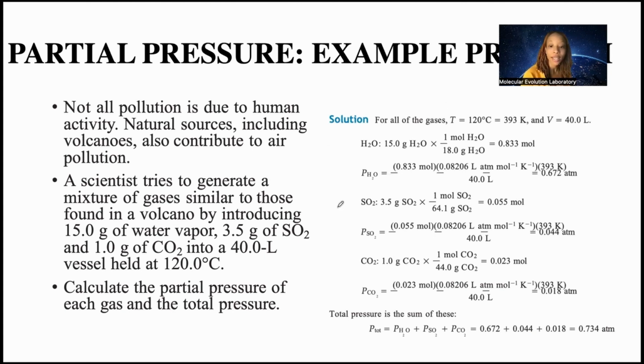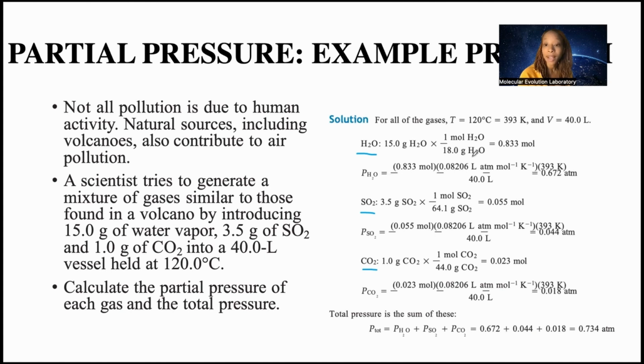So you'll have to calculate the partial pressure of water, sulfur dioxide, and carbon dioxide. For all gases, we know that the temperature is 120 degrees Celsius. You'll have to convert that to Kelvin, which is equal to 393 Kelvin. The volume is 40 liters, so 15 grams of H2O. We already know from our last lecture on stoichiometric calculations how we derive 18 grams of H2O.